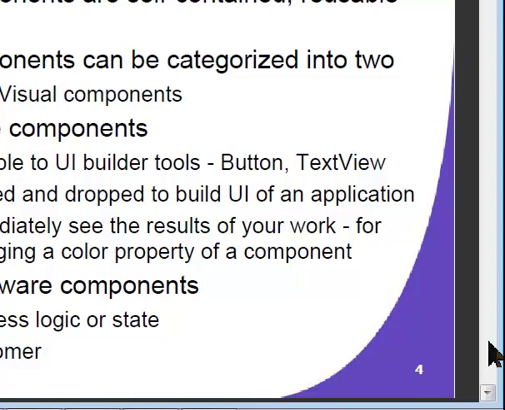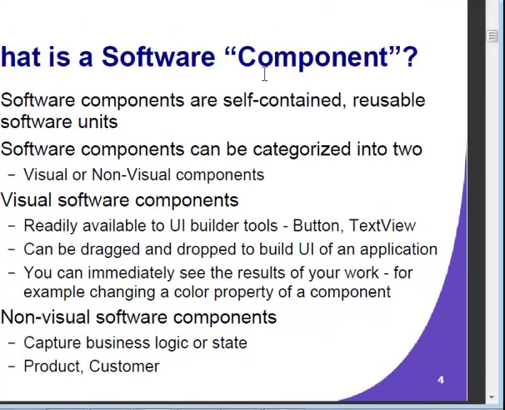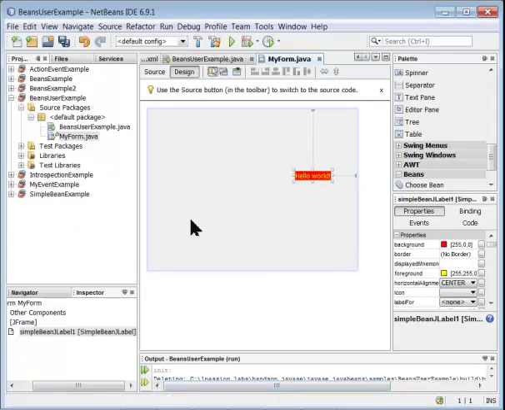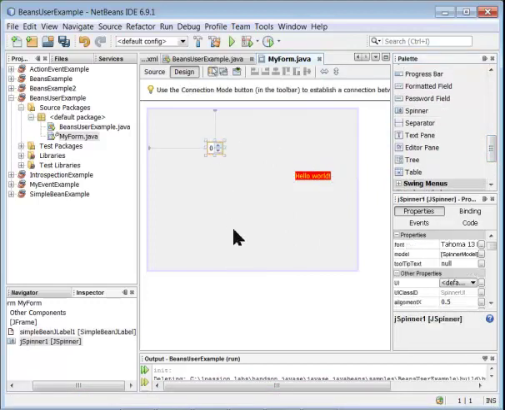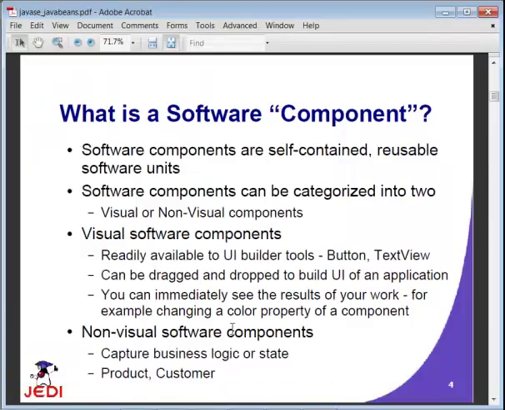So for visual software components, if you're using popular IDEs such as NetBeans or Eclipse, they have a UI builder tool in which you can drag and drop UI components. These UI components are, in fact, software components. For example, suppose I want to build a UI application, I can drag and drop, for example, a spinner. So a spinner is a JavaBean. It's in the form of a visual component. I can run this application, and I should see this spinner UI component being used right away. And you can immediately see the result of your work.